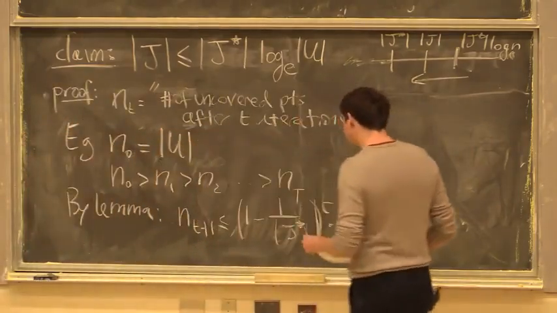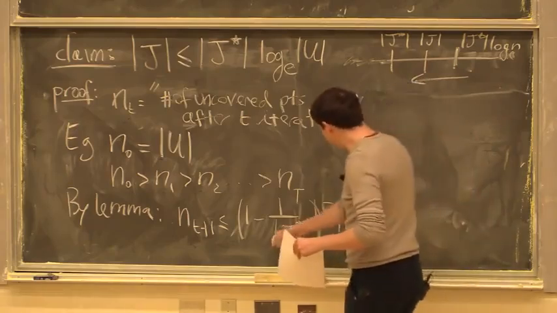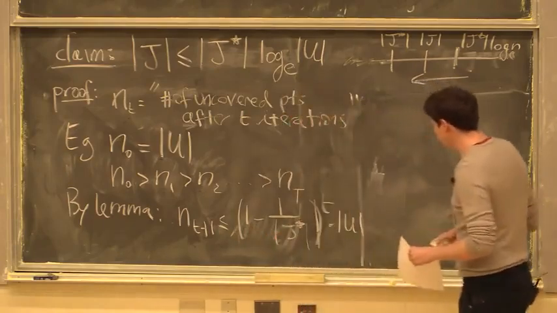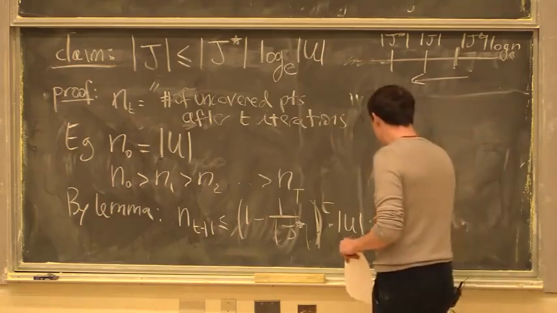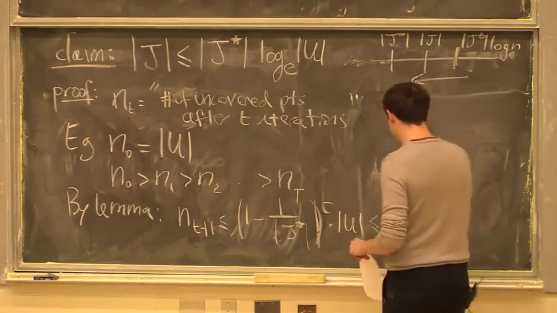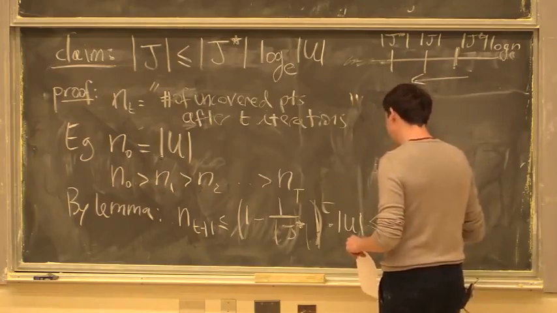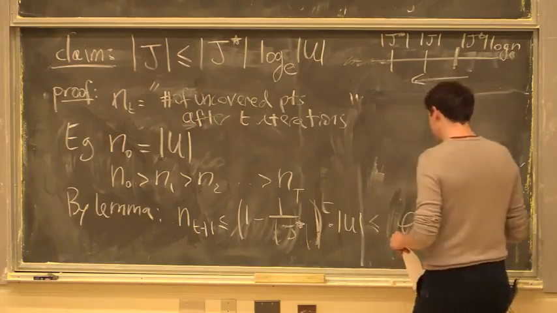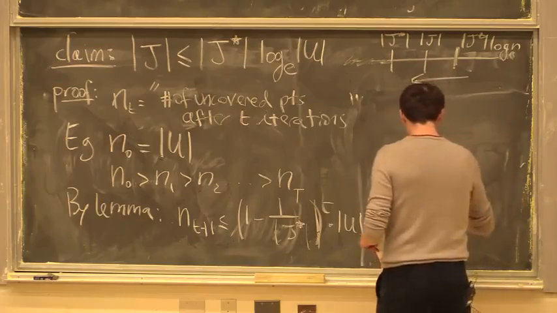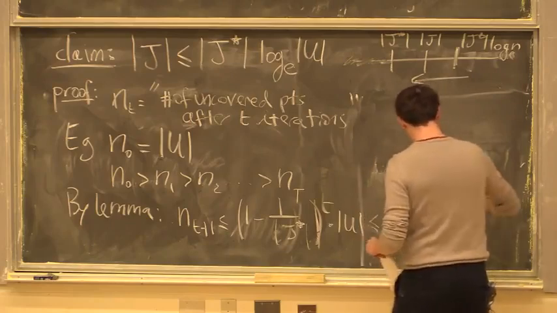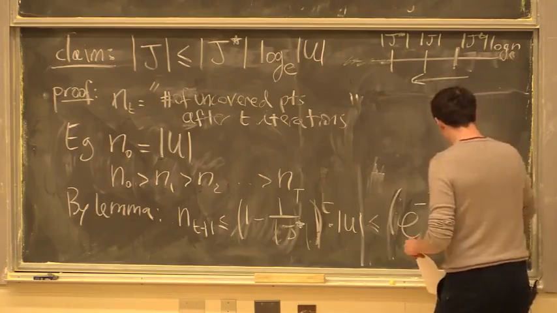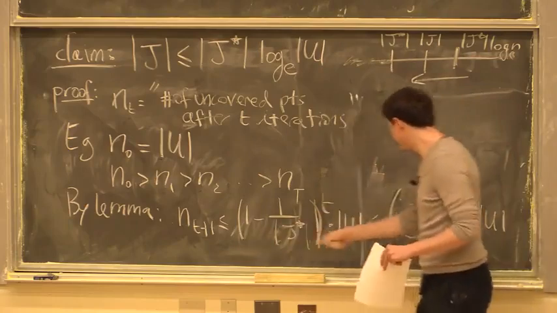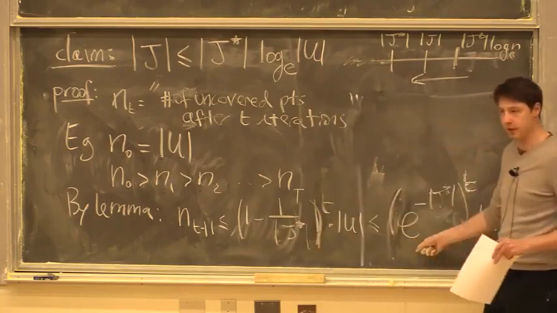But we have this annoying expression here, like 1 minus 1 over j star to the t. We're going to use some loose bound here, some approximation. You can also write this as e to the minus 1 over j star, everything to the t, times the size of u. Okay, so this quantity, 1 minus x, is at most e to the minus x.